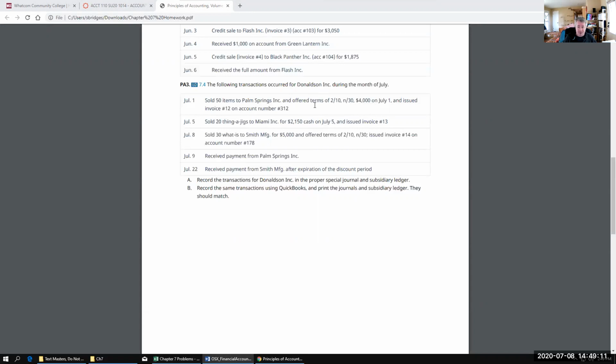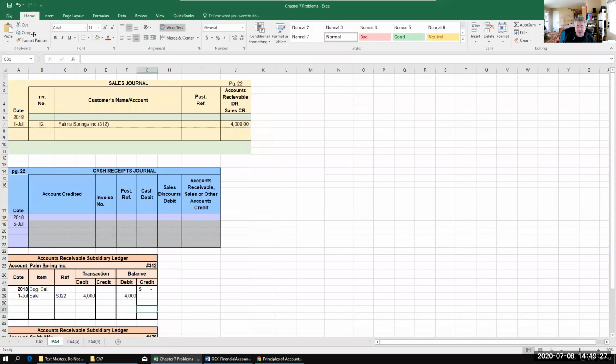But I kind of want to deal with this because we received the payment from Palm Springs. We had the terms of 2/10, n/30. It's within 10 days, so we're going to apply a discount here. I'm choosing to use this payment instead of the payment on the 5th with Miami Incorporated, but it will work the same way. So we go back over here to our cash receipts journal. The one on the 5th we already dealt with. I'm going to skip down here, and this is going to happen on July 9th.